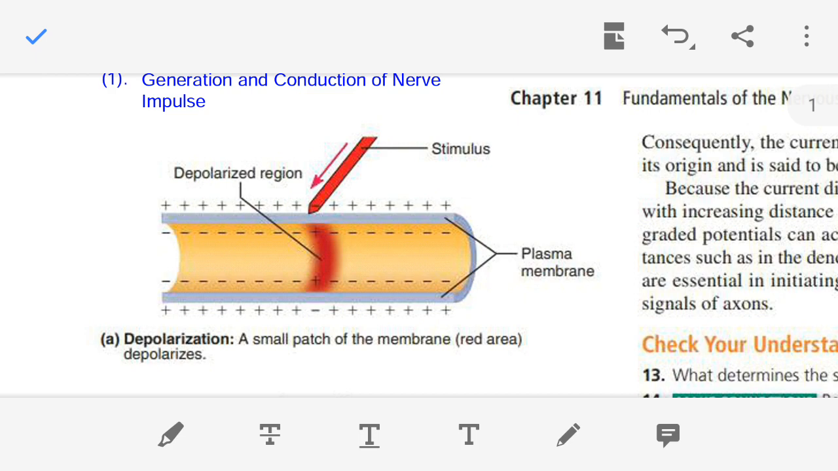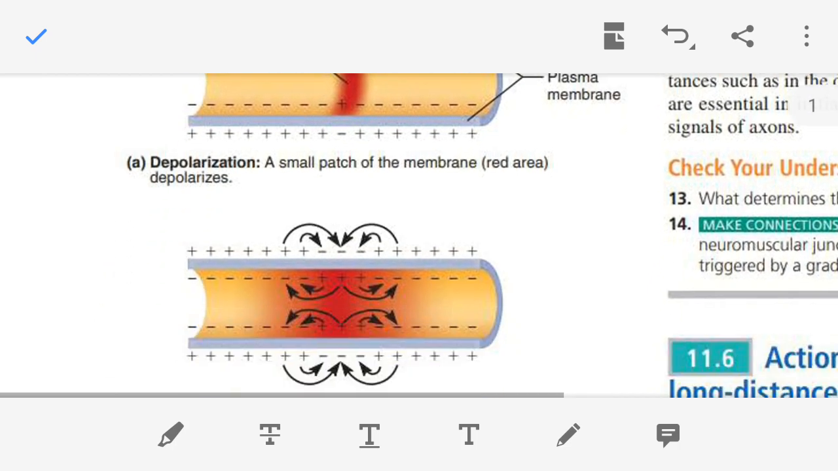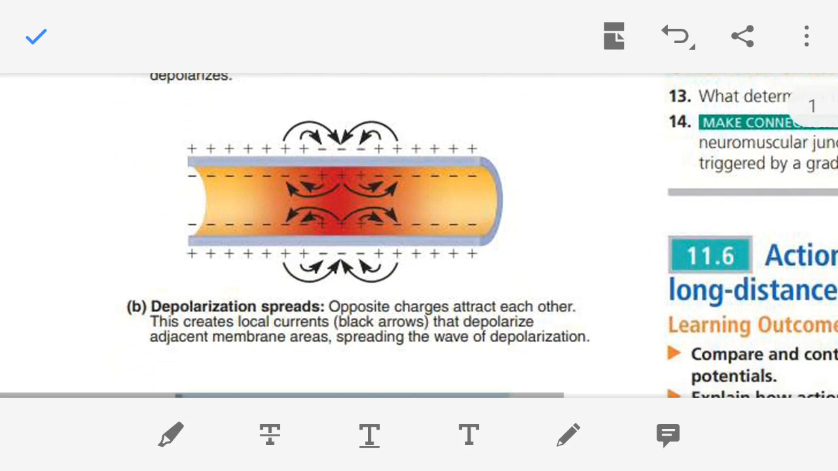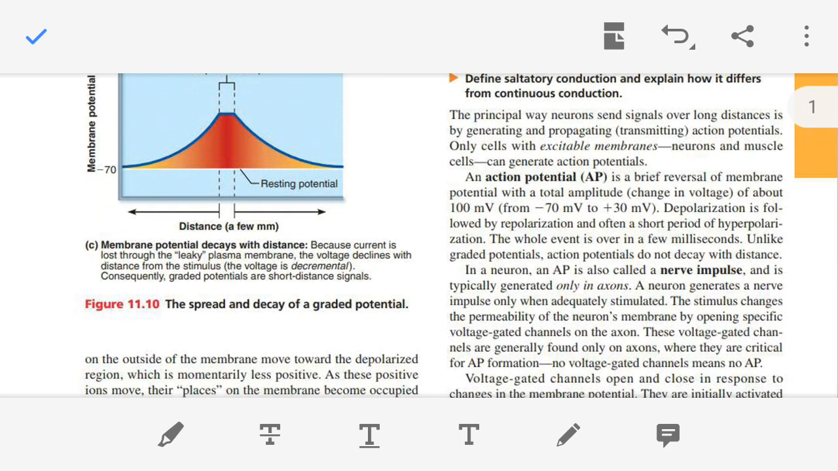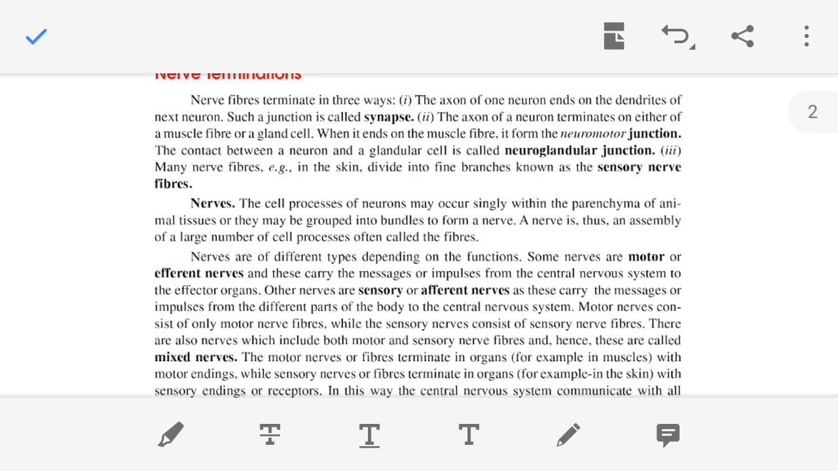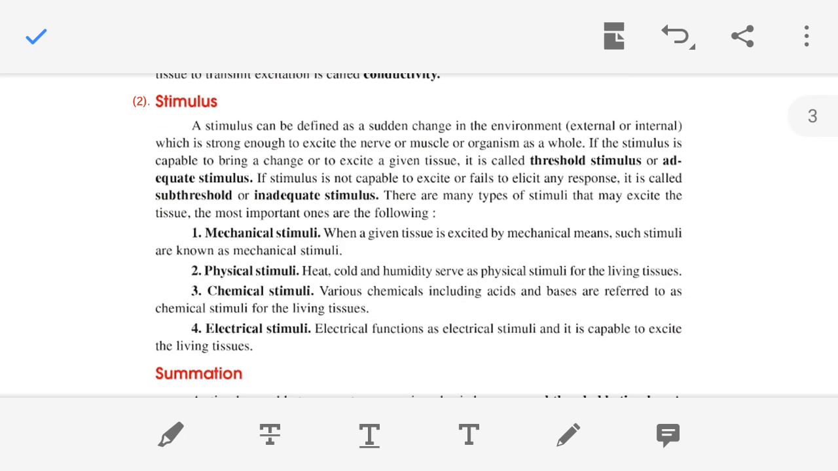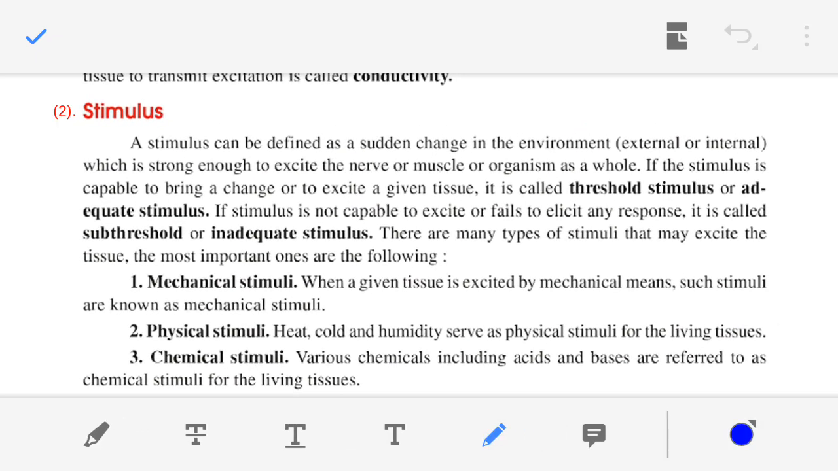Okay, so this is the basic idea that we need to understand. The stimulus is responsible for the generation of a nerve impulse. And here in this figure you can see how the nerve impulse is propagating. Now what is a stimulus? What is the definition of stimulus? A stimulus can be defined as a sudden change in the environment. Any sudden change in the environment can be a stimulus. And when we say environment, that means the external environment or inside our body.